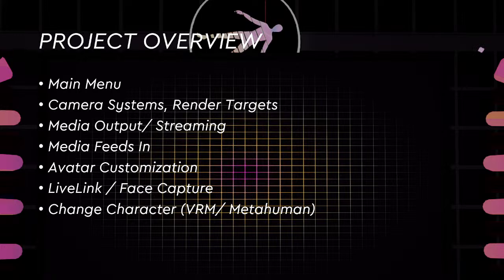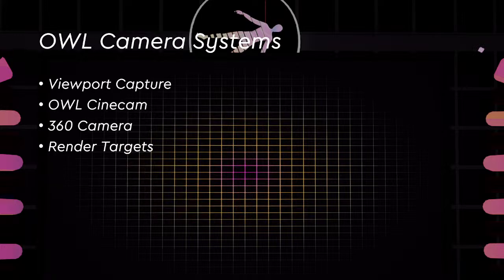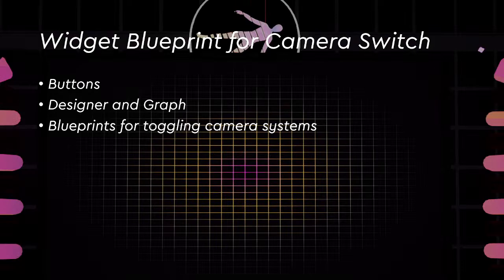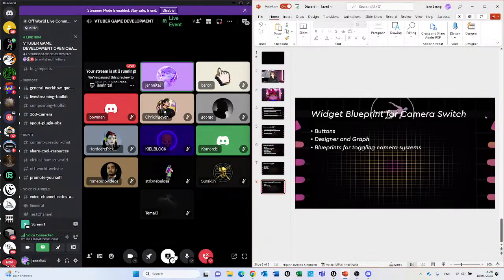And then finally, we've got different characters we plan to introduce in the map, and we've currently got two options with VRM and Metahumans. So this is what we've talked through today, a bit about the camera systems as well as the widget blueprint for camera switches. I hope this is all helpful, and feel free to ask us any questions if you have any.